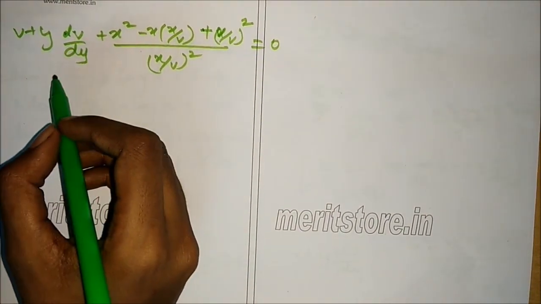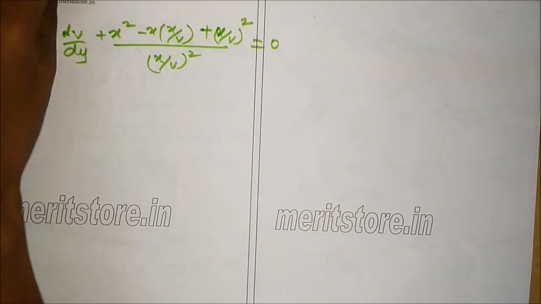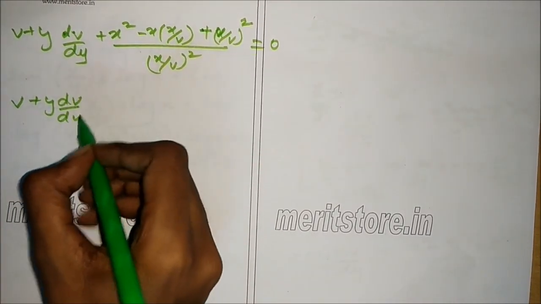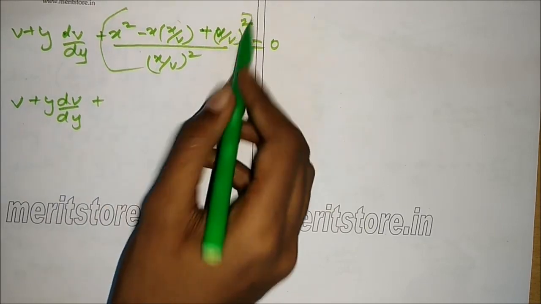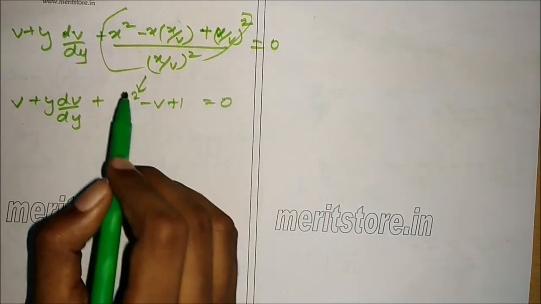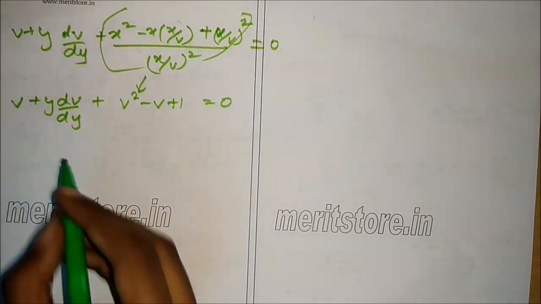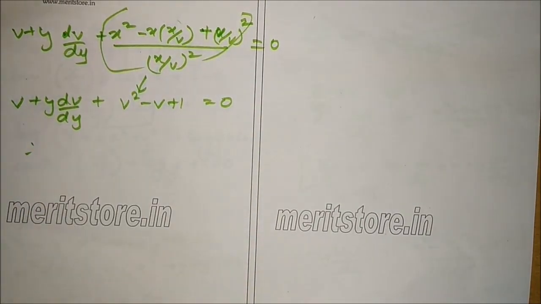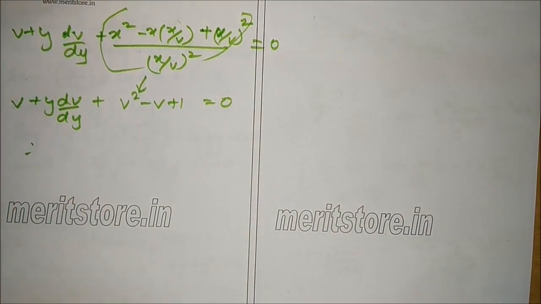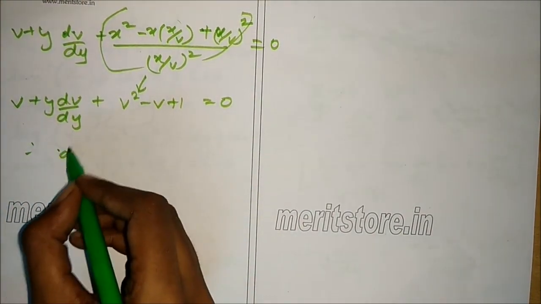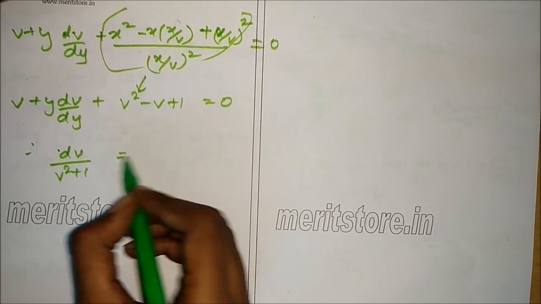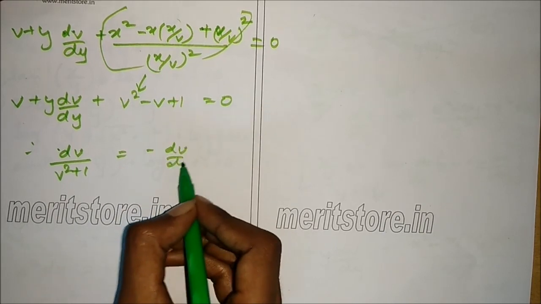So simplifying this, we'll be getting v plus y dv by dy plus, simplifying this term, we get v square minus v plus 1. This is equal to 0. So rearranging the terms, that is, bringing y terms on one side and v terms on the other side, we get dv by (v square plus 1) is equal to minus dy by y.